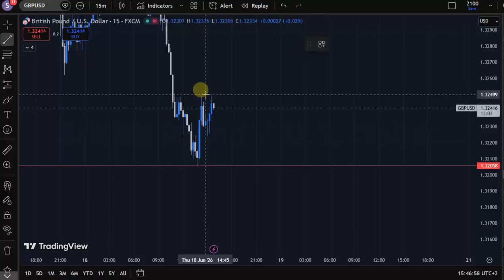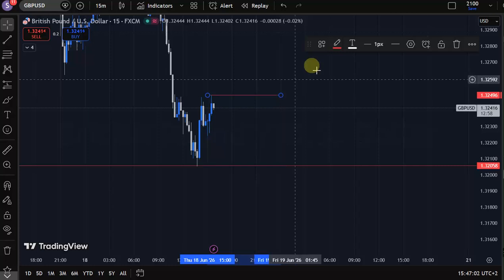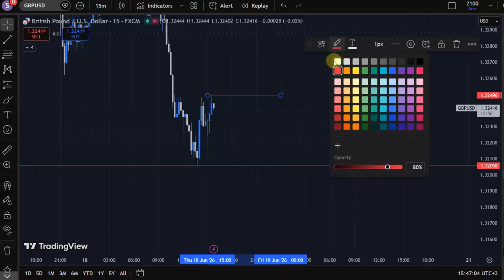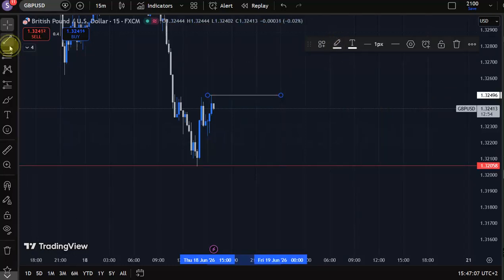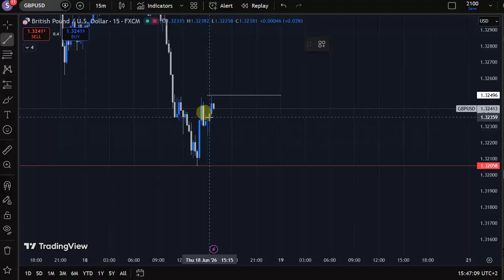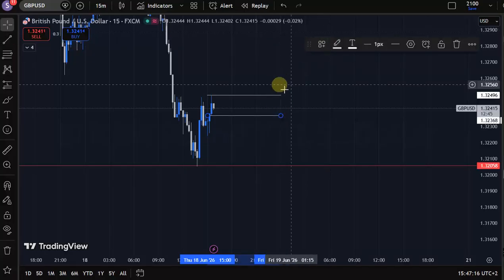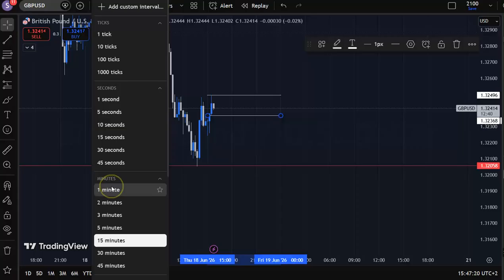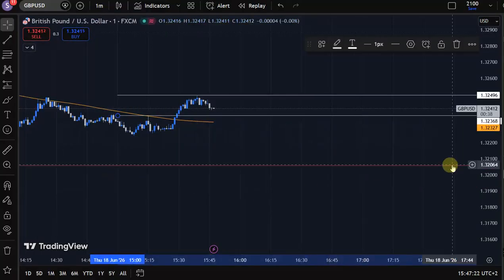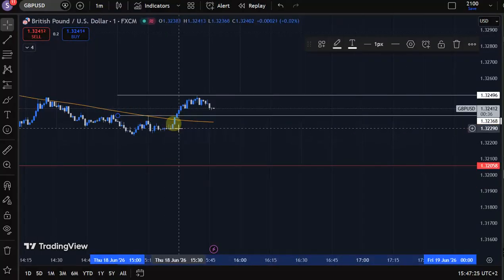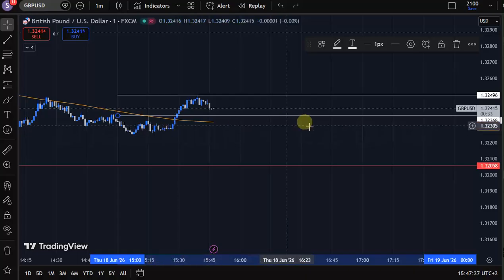Here's the high of the candle. These will just be white, both of them, because they are inside the range. They are inside the daily range. Then we go to our execution time frame. This is where the action happens. We check. Yeah, this is the low and this is the high.